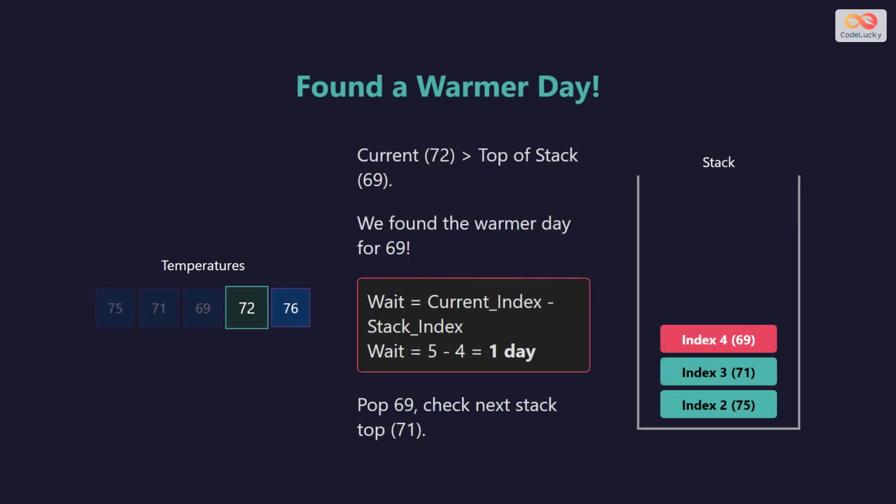However, when we encounter a temperature that is warmer than the one at the top of our stack, we have found the answer for that day. We pop the index from the stack and calculate the waiting days by subtracting the popped index from the current index. We repeat this process until the stack top is no longer cooler than the current day.